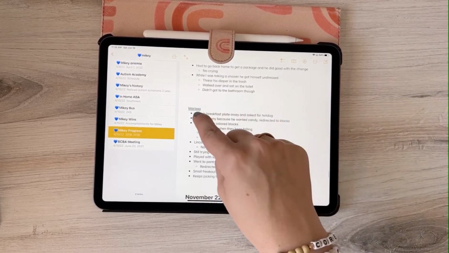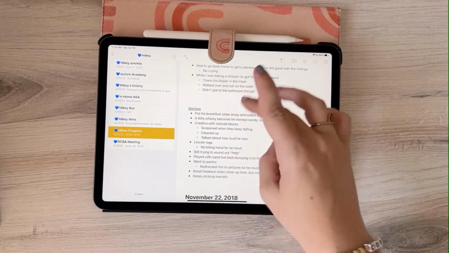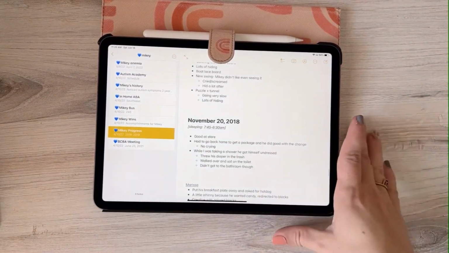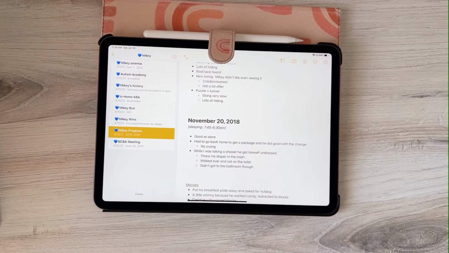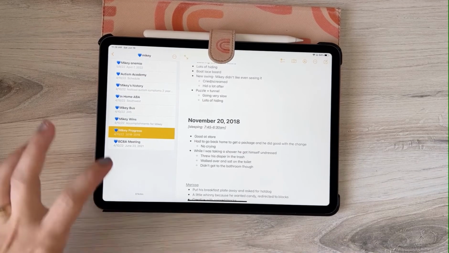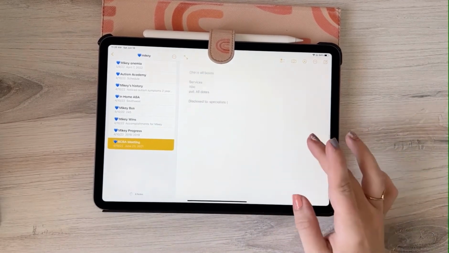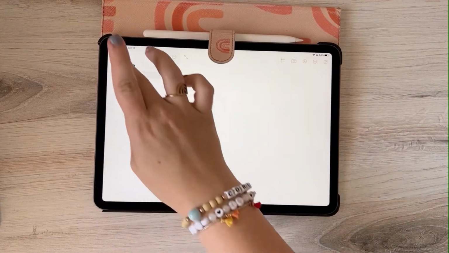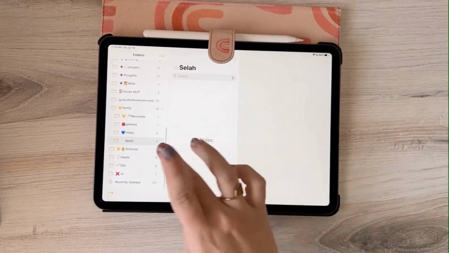This is from his ABA person, who would come over and take notes, and then I would type those up. I ended up putting this in a binder, but it's always helpful for therapy sessions or when you're seeing doctors. And then I used to have meetings with his teachers, so I always kept those. Selah's got nothing. Finances, I keep some stuff.